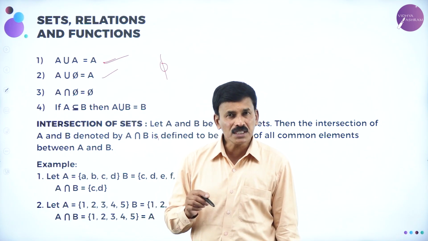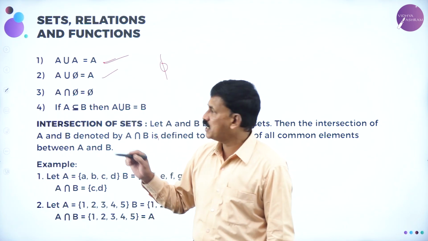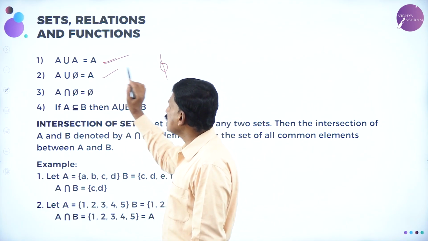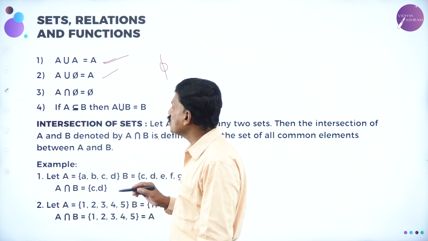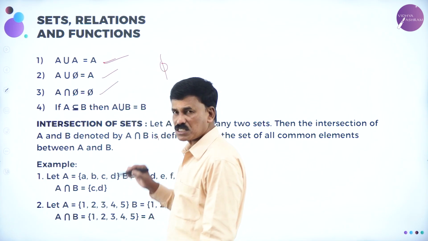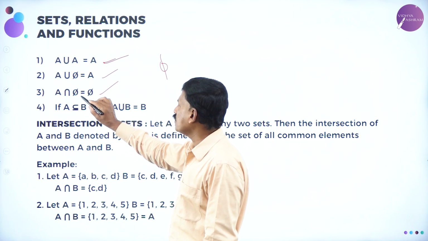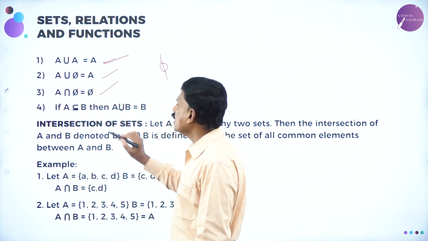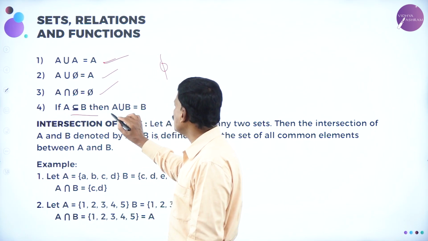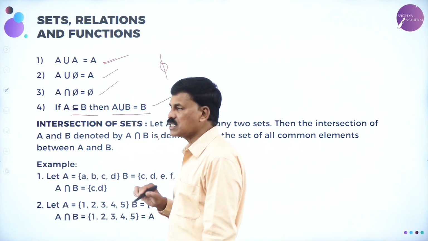Similarly, A union the null set is always equal to the same set A. Similarly, the intersection, I will explain what intersection is. The intersection of a null set is again a null set, and if A is a subset of B, then A union B is equal to B.